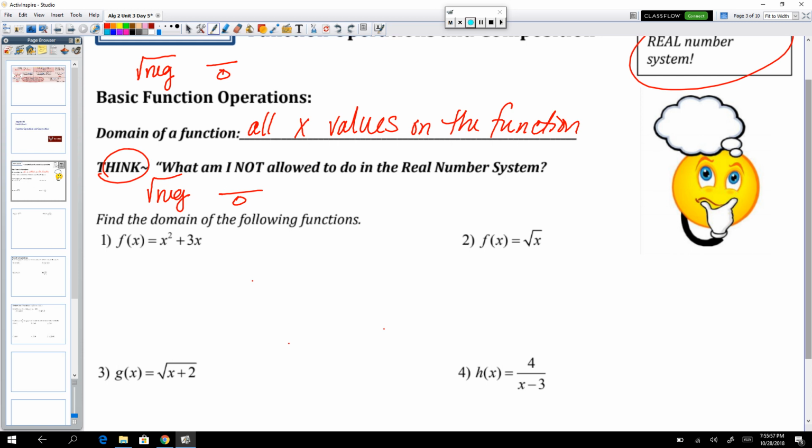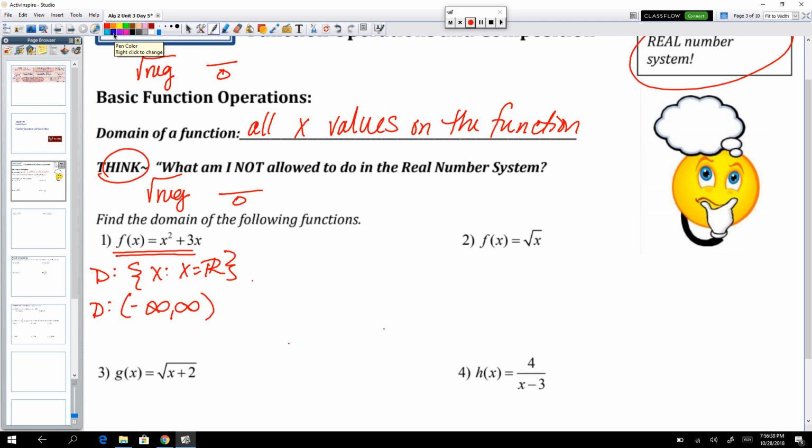So let's look first at question number 1. We have a function called f of x, and f of x is x squared plus 3x. Is there any value of x that will cause the square root of a negative or division by 0? If you think about this for a moment, the answer to that question is no. There's nowhere in this function that you could put something in for x and cause a problem with division by 0 or square root of a negative. So therefore, the domain of this is everything. x is all real numbers, or you can say it in interval notation, negative infinity to infinity. x can be anything.